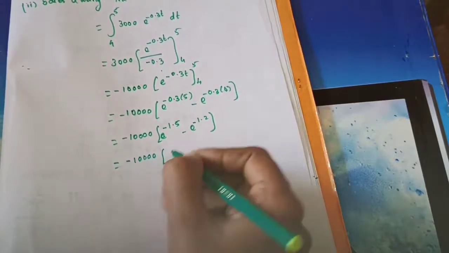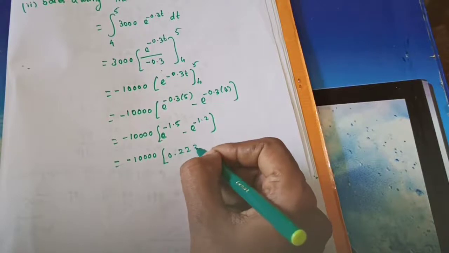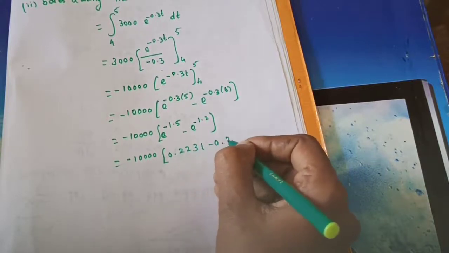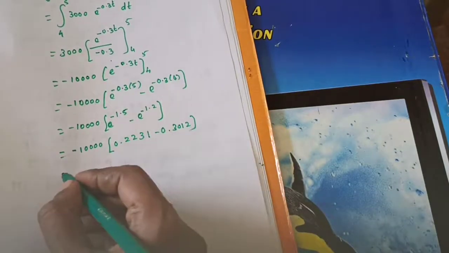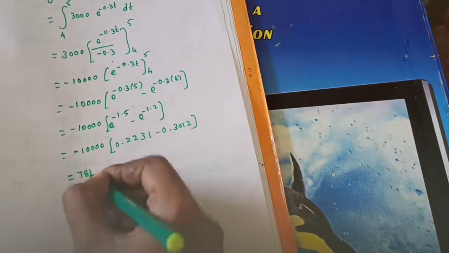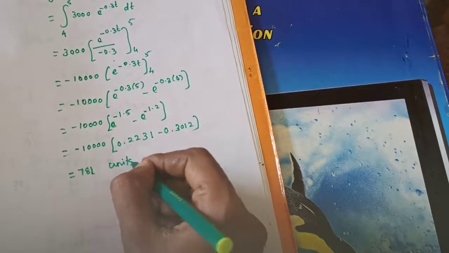So 10,000 into 0.2231 minus 0.3012. Subtract these two and multiply with this. You will get 781 units. Please simplify it and check it.